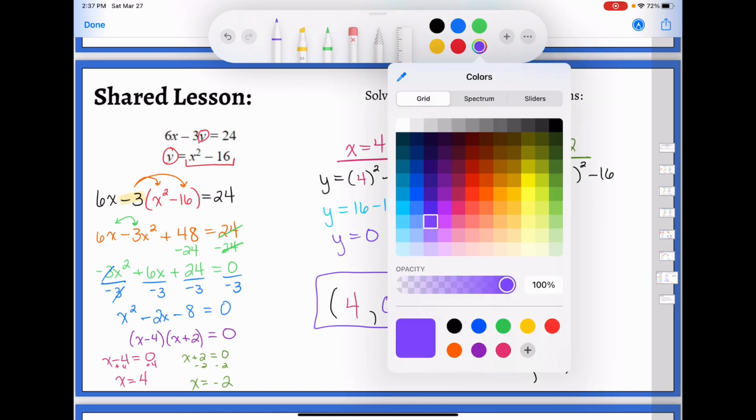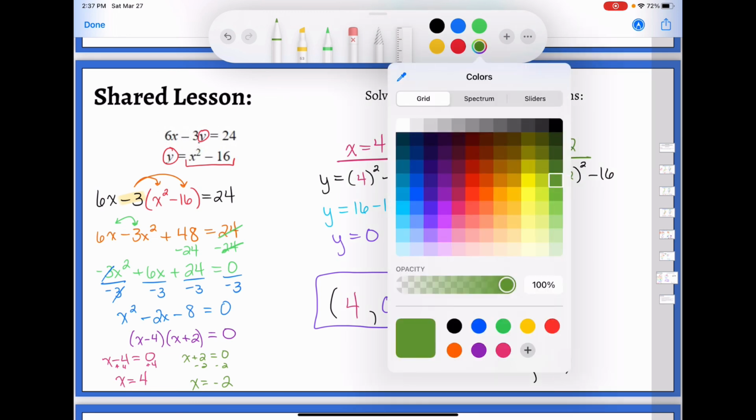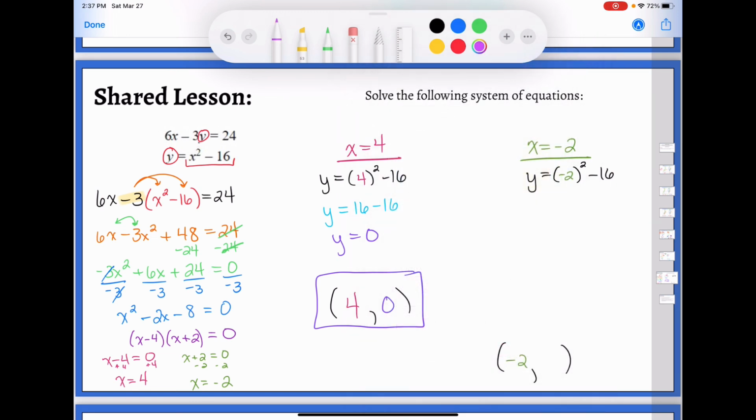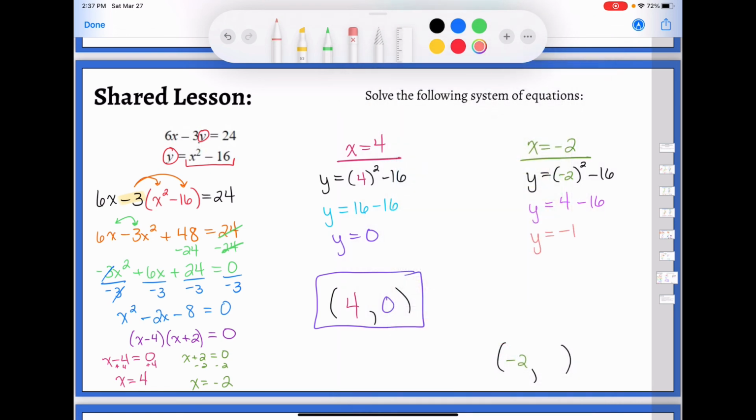Now let's plug in the negative 2 and see what happens. All right, y equals negative 2 squared. Now be careful. Notice that it's in parentheses, so that would be y equals positive 4 minus 16. 4 minus 16 would give me negative 12. So my second solution is the point negative 2, negative 12. So again, 2 points as my answer, making sure that we plug in each of those x's into either one of the equations to solve for our y.